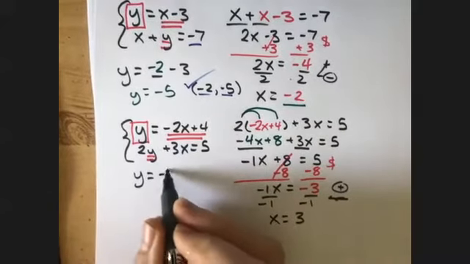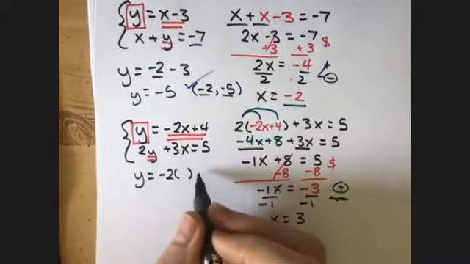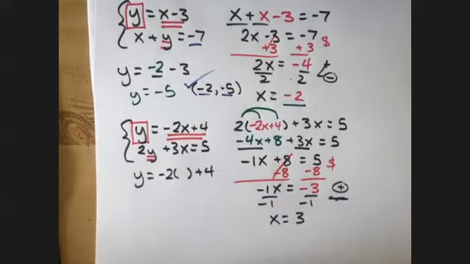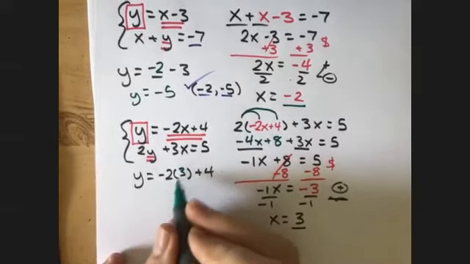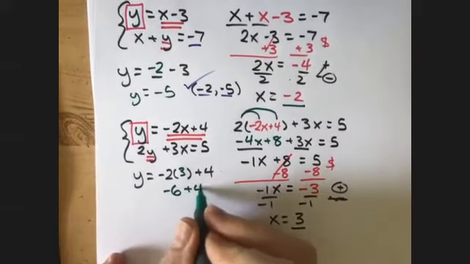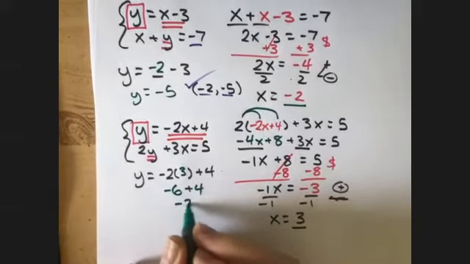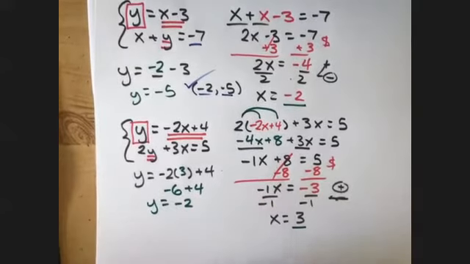I'm going to plug it into this isolated equation. Y equals negative 2, parentheses for the x so I can plug it in, plus 4. I'm plugging in the 3 right here. Negative 2 times 3 is negative 6. Negative 6 plus 4 is negative 2. So y should be negative 2.